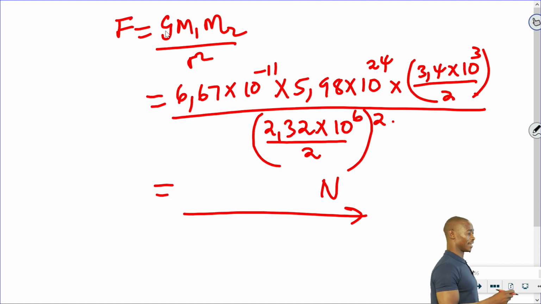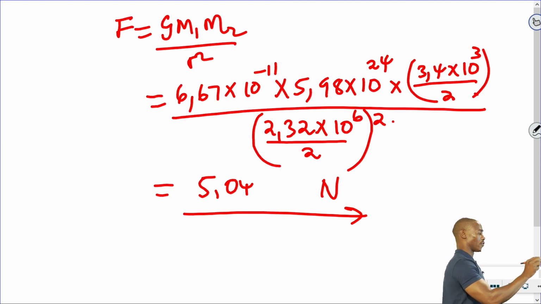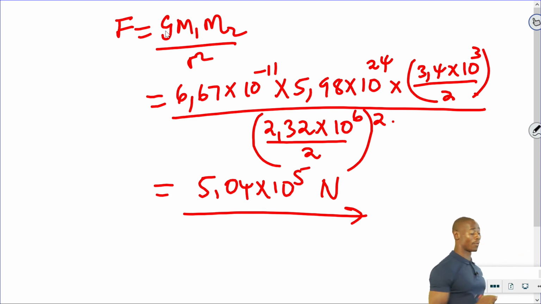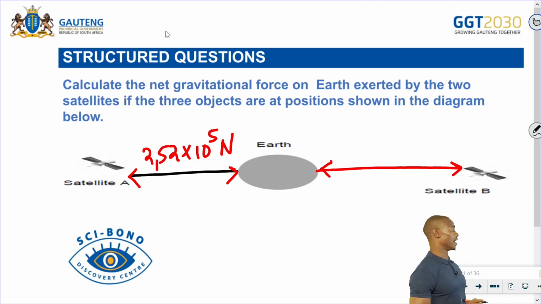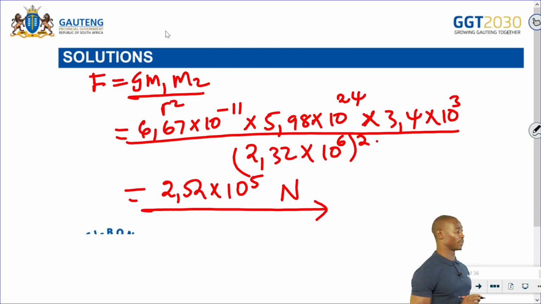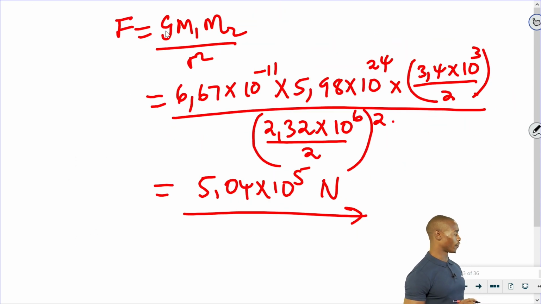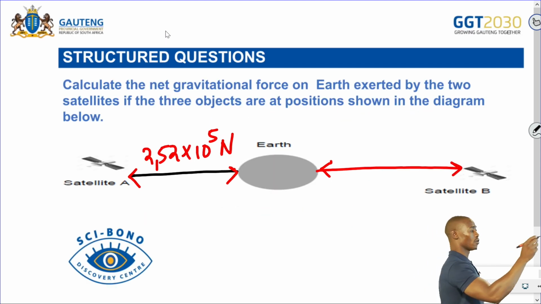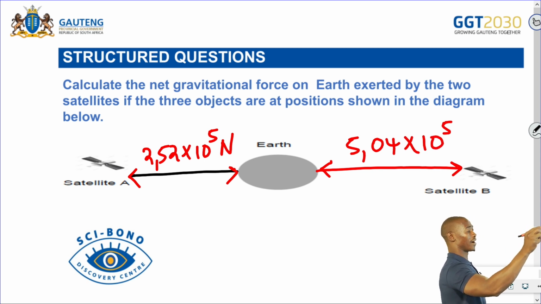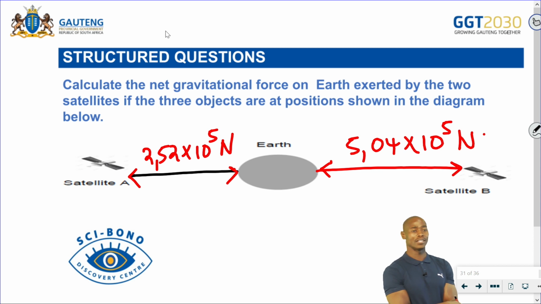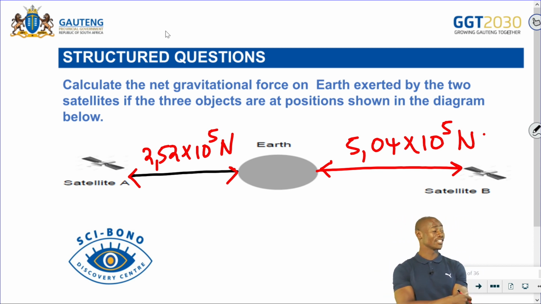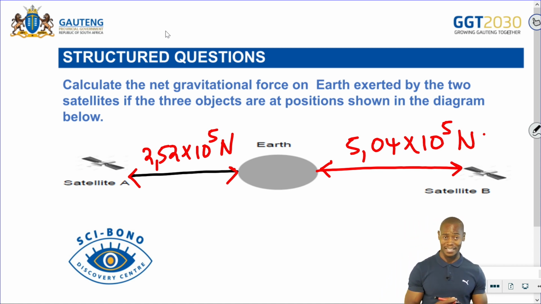So which means that even here it is 5.04 times 10 to the power 5 newtons. Then here is 2.52 times 10 to the power 5 newtons. And then between the Earth and satellite B, we got 5.04 times 10 to the power 5 newtons. So let's calculate the net gravitational force exerted on Earth by the two satellites.